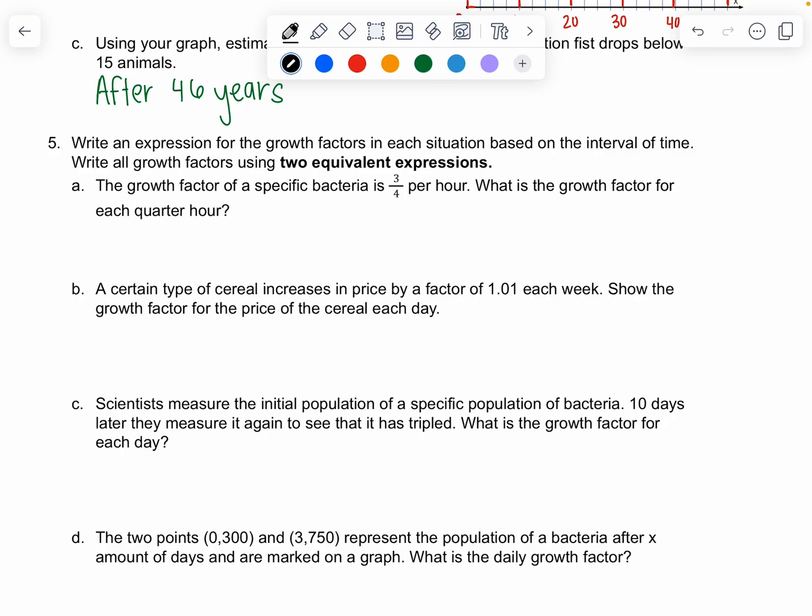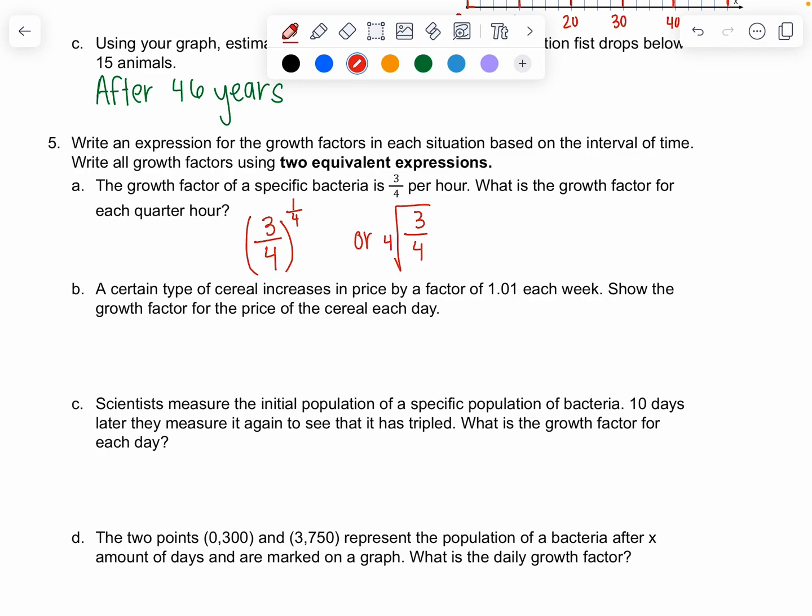So the growth factor for a specific bacteria is 3/4 per hour, meaning it decreases. It not gains, but 3/4 of it is left every hour. The growth factor for each quarter hour. So there is a quarter hour in each hour, which means that we want to split this growth factor into 4 sections of time. And because of exponential functions, they'll be timesing by each other. So in order to create 1 hour, we need to take it to the exponent of 1/4, or the equivalent of that would be the 4th root of 3/4.